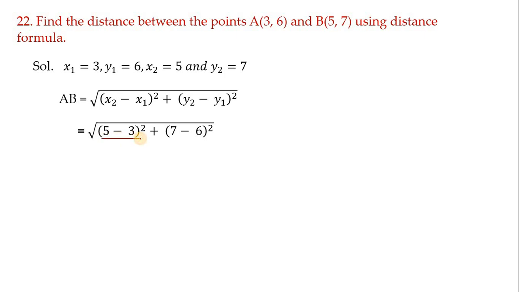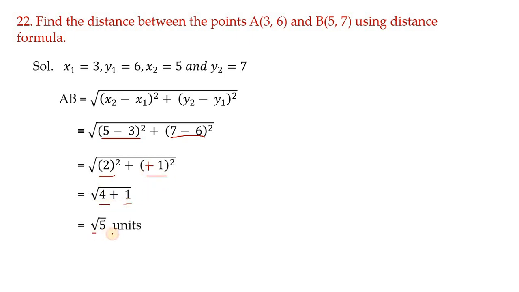5 minus 3 is 2, hence 2 square. 7 minus 6 is 1, hence 1 square. Children, here you will get plus 1. So 2 square means 4, 1 square means 1. 4 plus 1 is 5, hence root 5 units.